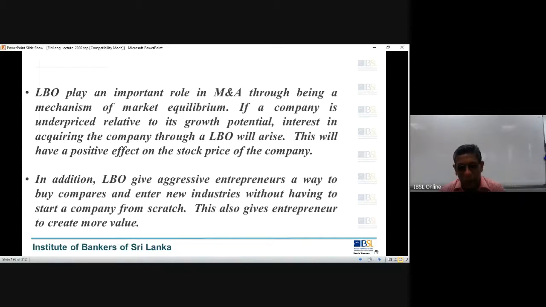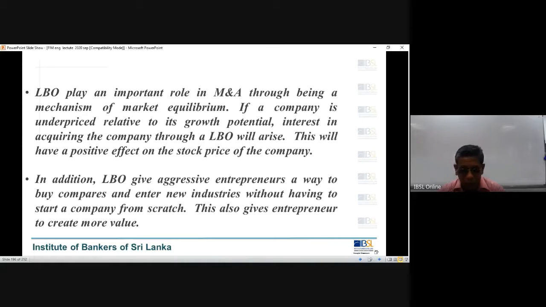Leverage buyout means, as I told you, an organization acquires another company using external debt. But a management buyout involves an entirely new management. Rather than another party buying, your internal management, internal people, take over that company. That is called a management buyout. I will explain that later on.